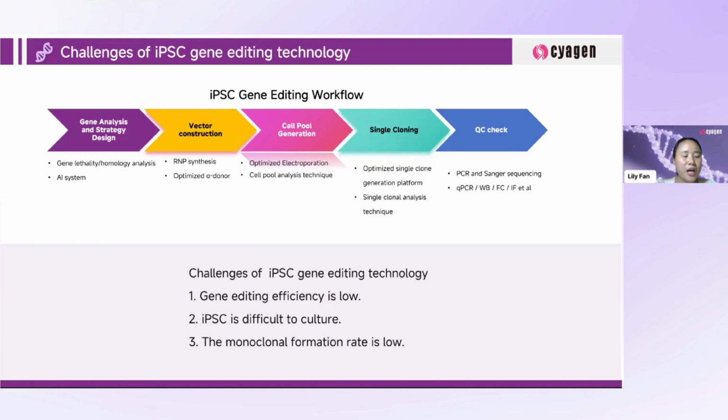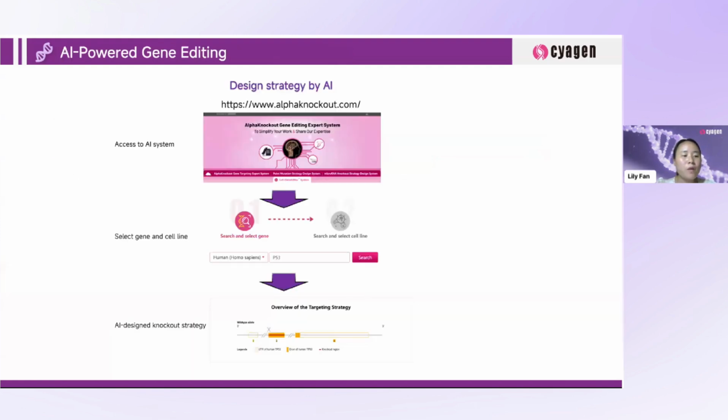And what are the challenges in iPSC gene editing workflow? First is the low gene editing efficiency. Second is the difficulty to culture iPSC. Third is the low monoclonal formation rate. So, how to address these challenges?